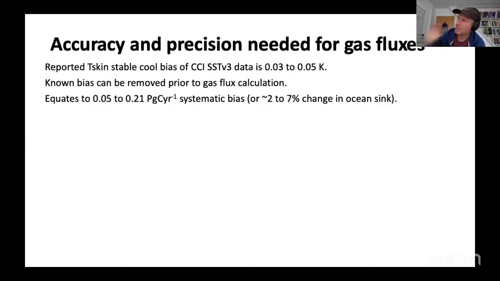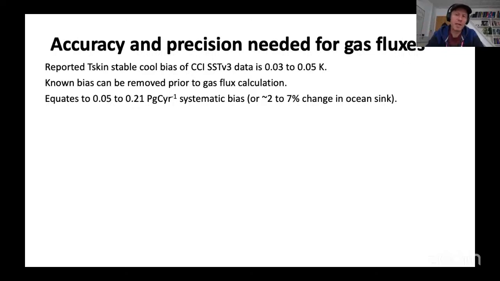So then the last point is, the question is, how accurate or precise do these measurements need to be? If we take a climate data record as an example, it's quite easy to show. The CCI SST climate data record has a stable cool bias of 0.03 to 0.05 Kelvin. If it's well characterized, that can actually be removed from the sea surface temperature data prior to calculating your gas flux. So as long as you know that, you can remove it.